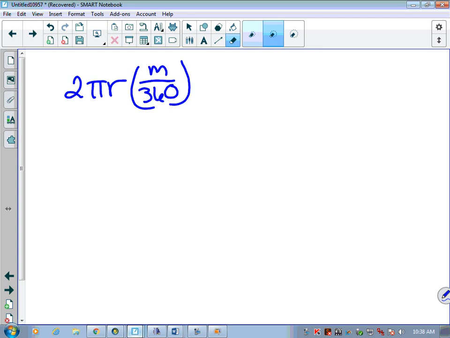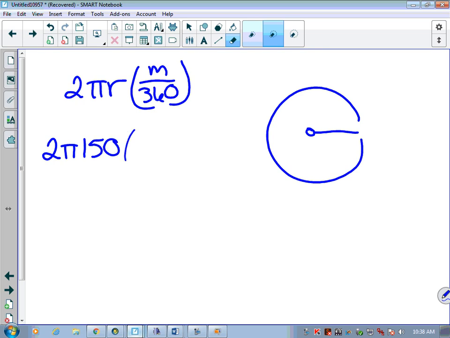So we're imagining, here's my post, the goat's at the end of a rope, and he's going around in a circle, right? So we're going to keep 2 pi. What's the radius here? 150 inches. He's not going all the way around the post. He's only going 70 degrees around the post.